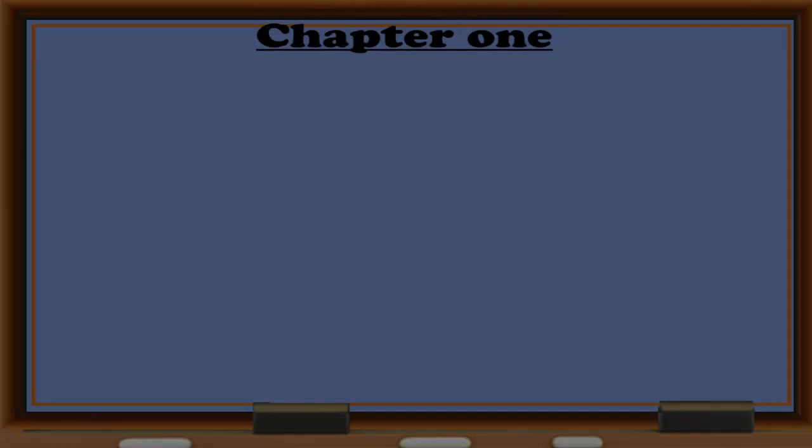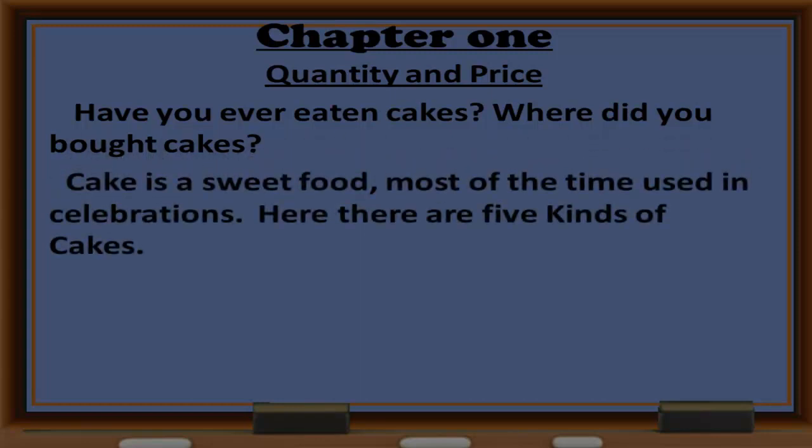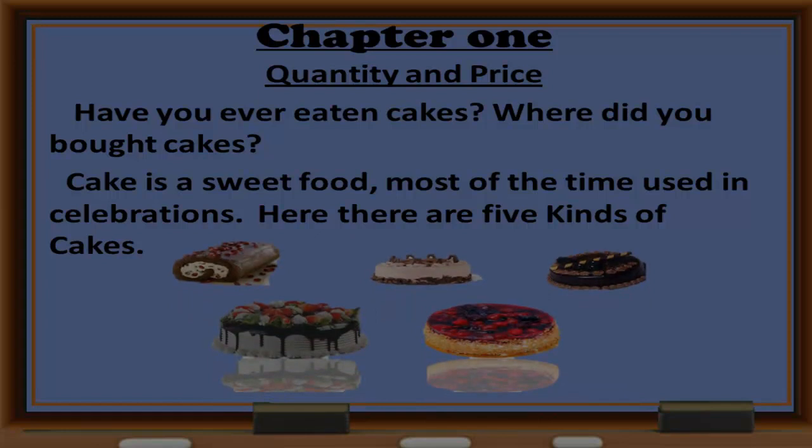Chapter 1: Quantity and Price. Have you ever eaten cakes? Where did you buy cakes? Cake is a sweet food, most of the time used in celebrations. Here there are 5 kinds of cakes. As you see here, we do have 5 kinds of different cakes.